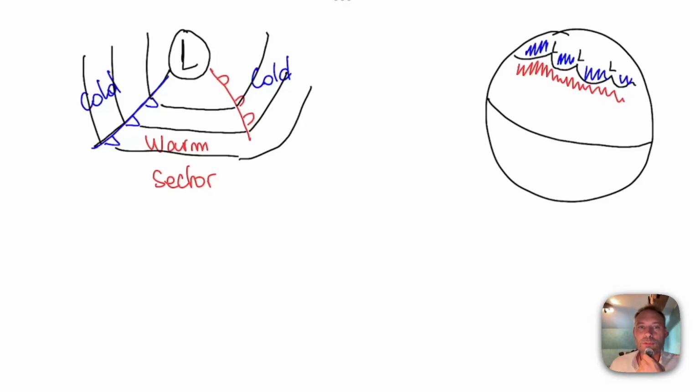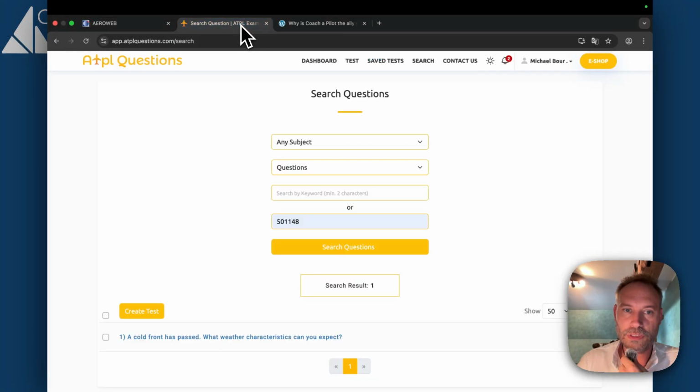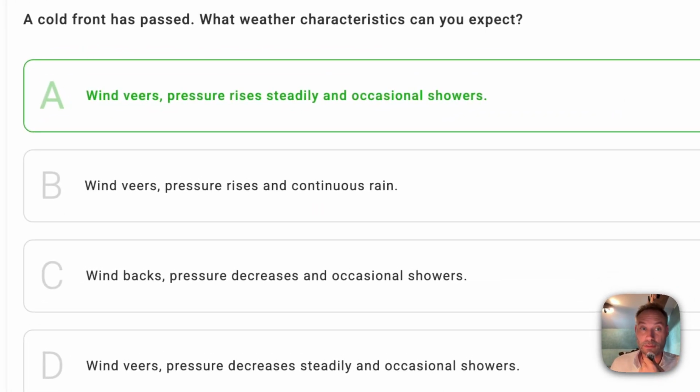And why am I talking about that? Because there are plenty of questions in the ATPL syllabus that are associated with this type of situation. Here, I can show you an example. A cold front has passed. What weather characteristics can you expect? The good answer is: wind veers, pressure rises steadily, and occasional showers. Why that?